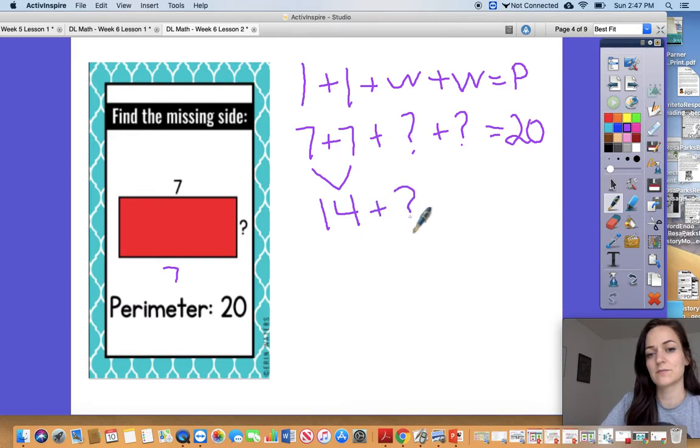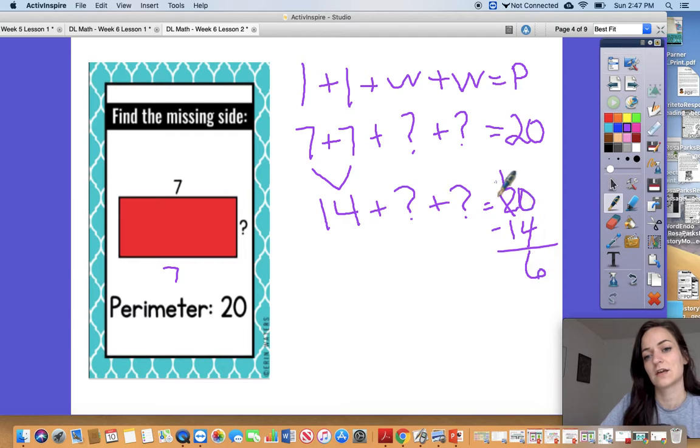14 plus something equals 20. Okay? I'm going to subtract that 14 so that all I have left are these two sides. So 20 minus 14, can't take 0 minus 4, so I'm going to borrow 10 ones. 10 minus 4 is 6. 1 minus 1 is nothing, so 6 is what's left over.